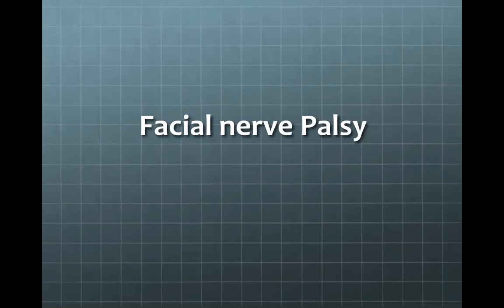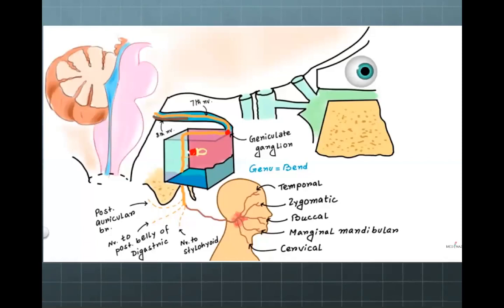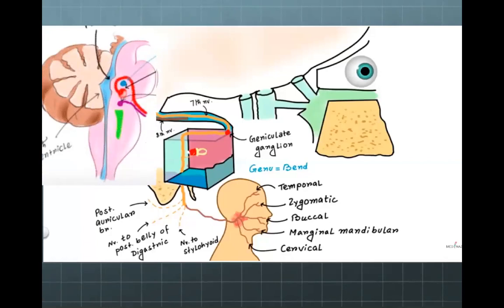So we'll go now to the facial nerve palsy. We'll go again to this diagram. It's important to remember that the neuron doesn't synapse at the geniculate ganglion. As we said, the upper motor neuron comes from the frontal cortex and synapses here for the lower motor neuron.